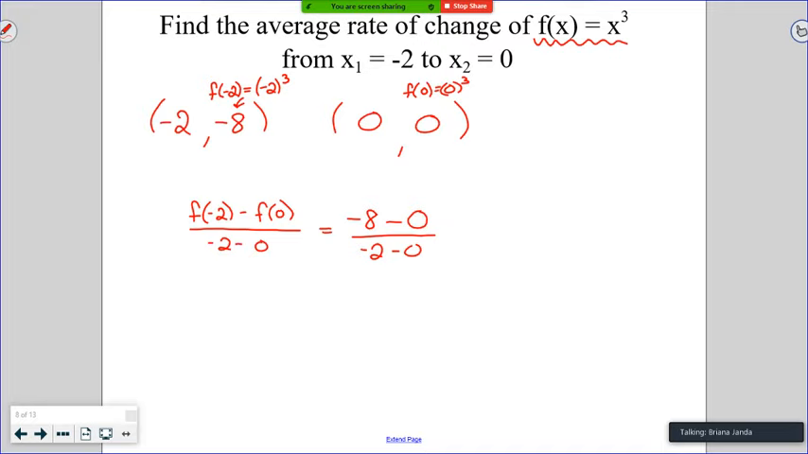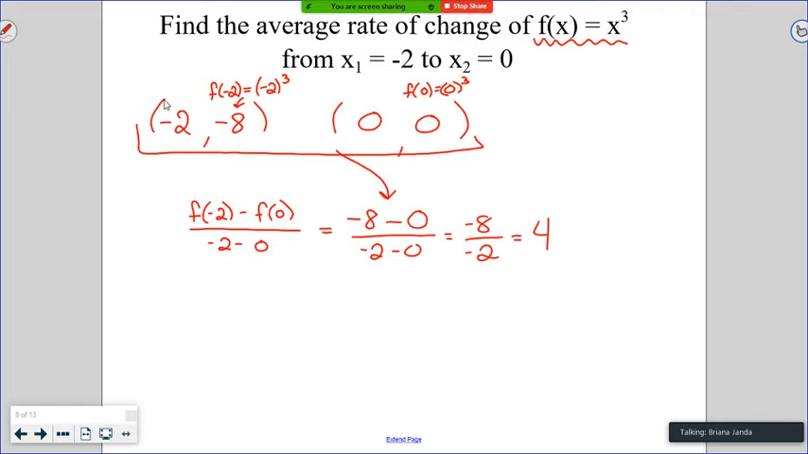Any questions? So if you like this method of just writing out your ordered pairs and then jumping to your slope formula, do that. If you like setting it up this way, do that. It's the same thing. Okay? Negative 8 minus 0 is negative 8. Negative 2 minus 0 is negative 2. And negative 8 divided by negative 2 is positive 4.